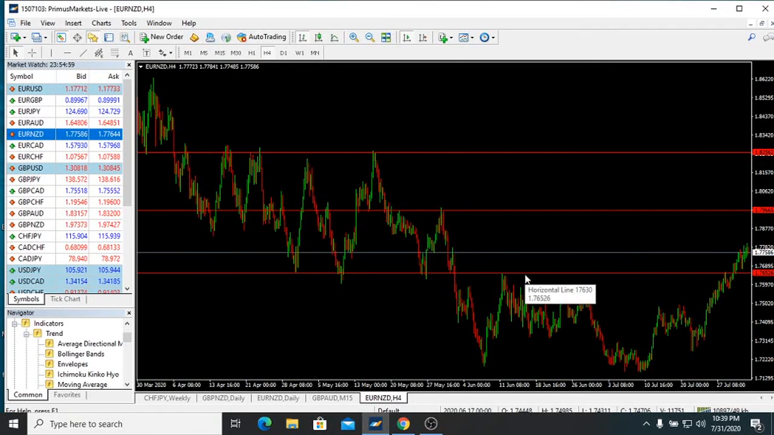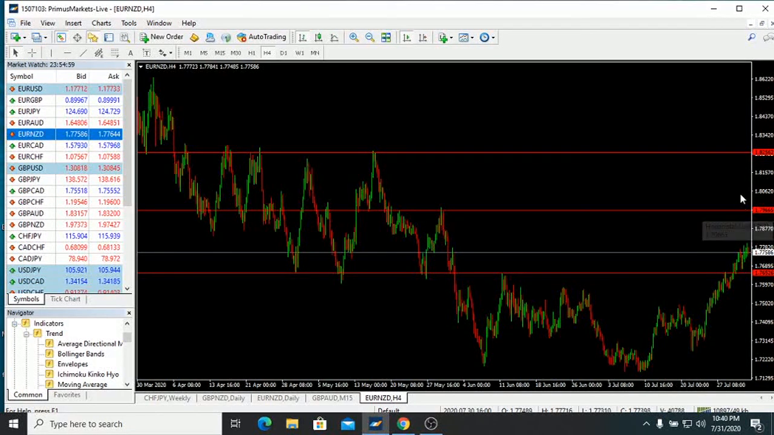EURNZD. I want all of you to watch it and take notice of it. So currently we are in an uptrend. We are in an uptrend, and our next stop we are looking at is 1.7966. That is our next stop, this line, which is the next top here. So 1.7966, that is our next target.